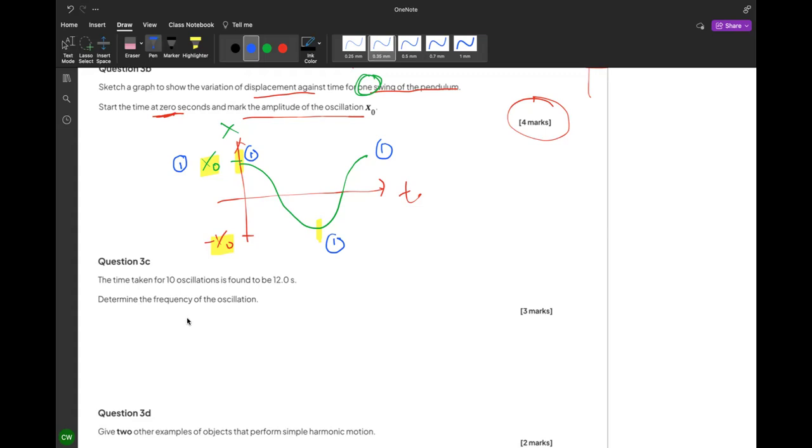Tell me the definition for frequency. Number or what? Oscillation per unit time. How many numbers are there? There are 10 oscillations in 12 seconds, divided by time. So what is the answer now? Wow, you've completely forgotten. Very good.